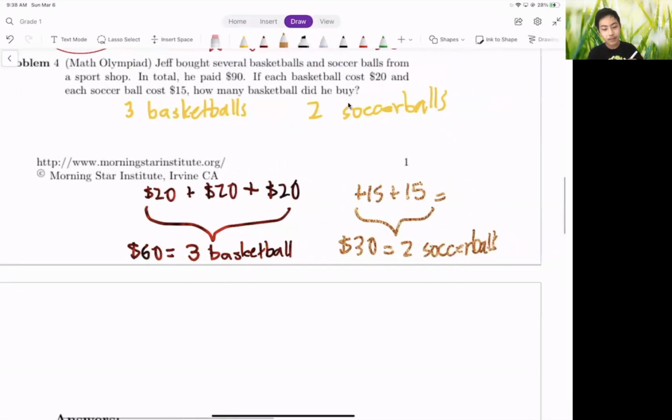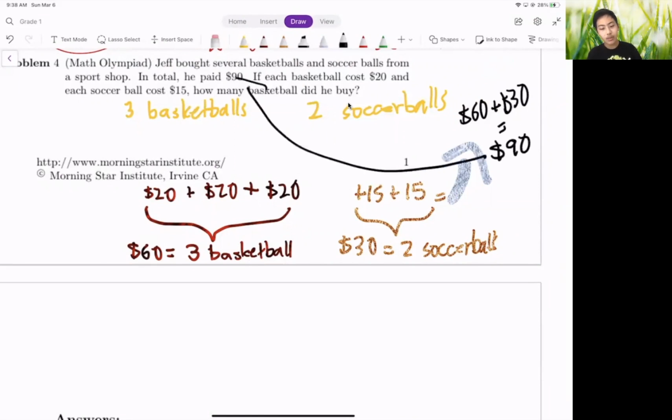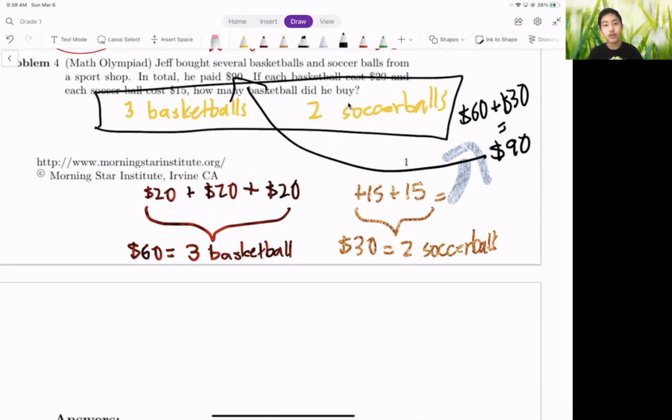And then up here, we notice that $60 from the basketballs plus $30 from the soccer balls is equivalent to $90, which is exactly in total what he paid. So the answer is 3 basketballs and 2 soccer balls.